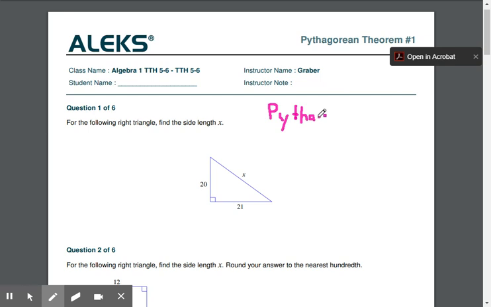So the Pythagorean Theorem is defined as the relationship between the three sides of a right triangle. And the theorem is that a squared plus b squared is equal to c squared. Now this is something you should have done in 8th grade, so this is a review lesson.